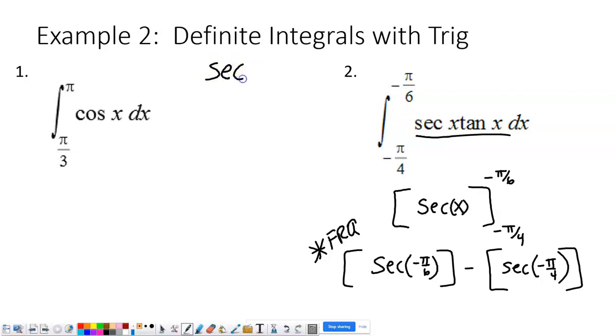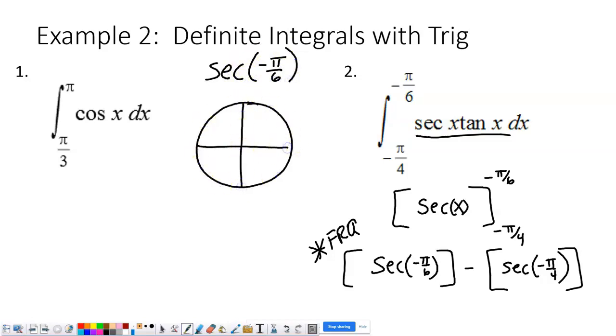So first of all, here's one thing you guys need to know. What is a negative radian? Well, here's my unit circle. I know where positive pi over 6 is. Positive pi over 6 is right here. But this is negative pi over 6. Negative angles, instead of going counterclockwise, go clockwise. So it's mirrored down here. So this is actually negative pi over 6 right here.